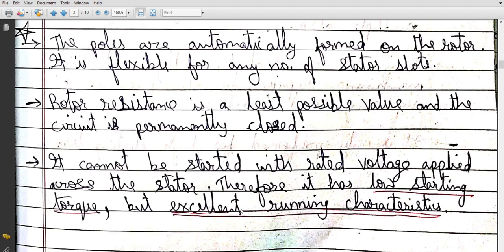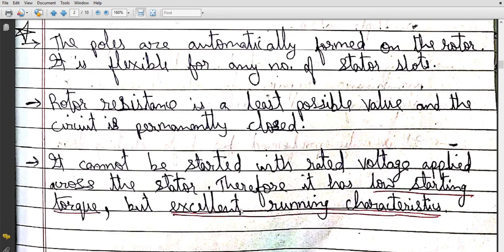I've also told, while we were discussing the slip ring induction motor, that once the motor has reached approximately its rated speed, then we'll disconnect those external resistances. And in running condition, both the slip ring induction motor as well as the squirrel cage motor are one and the same thing. Both have almost the same running characteristics. So these are the two different types of machine.